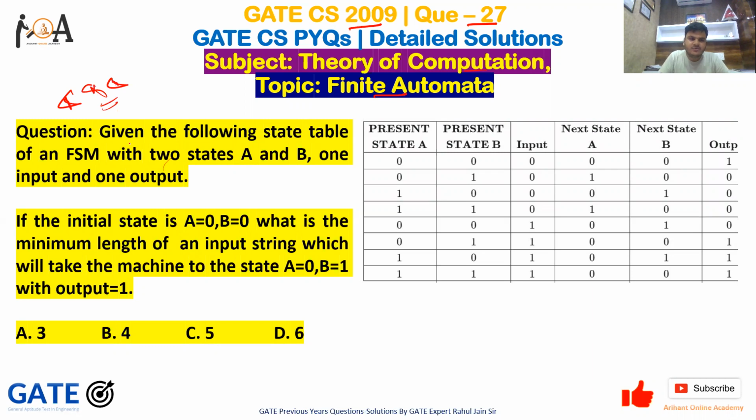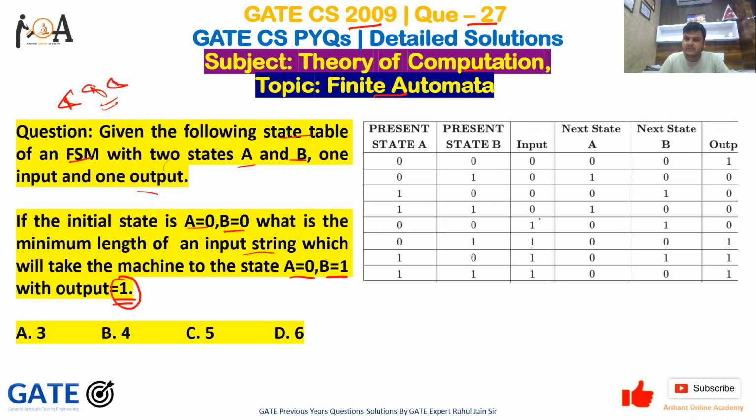You can see here the question is: given the following state table of an FSM, that is finite state machine, with two states A and B, one input and one output. If the initial state is A equals 0 and B equals 0, what is the minimum length of an input string which will take the machine to the state A equals 0 and B equals 1 with output 1? We need output 1 with the state A equals 0 and B equals 1.